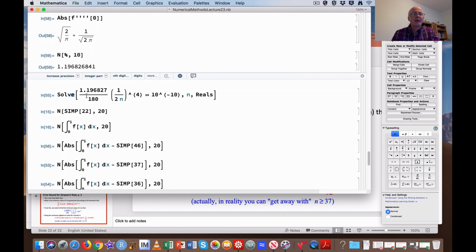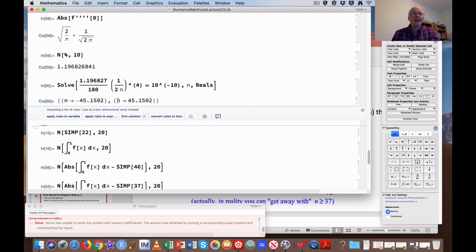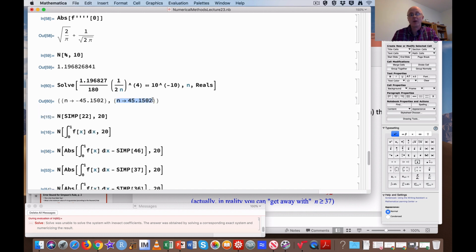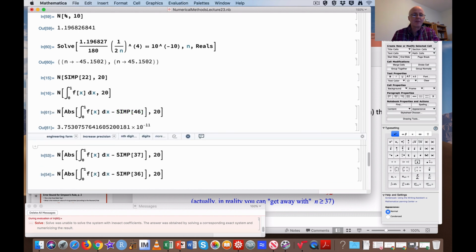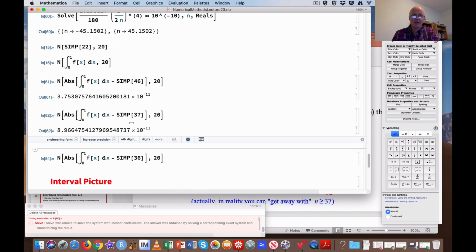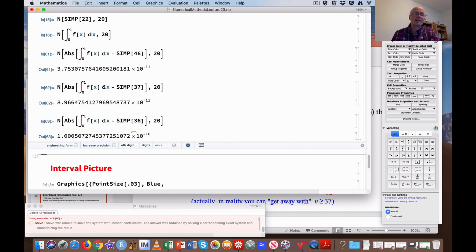So here's Mathematica's way of solving that equation for n, and the positive root turns out to be 45.1502. I'd want to round up to the next nearest whole number, so that's why I picked 46. Certainly the absolute value of the error when n is 46, like you see here, is indeed less than 10 to the negative 10. But it even works when n is 37. That's still less than 10 to the negative 10. But when n is 36, now that's an error bigger than 10 to the negative 10.